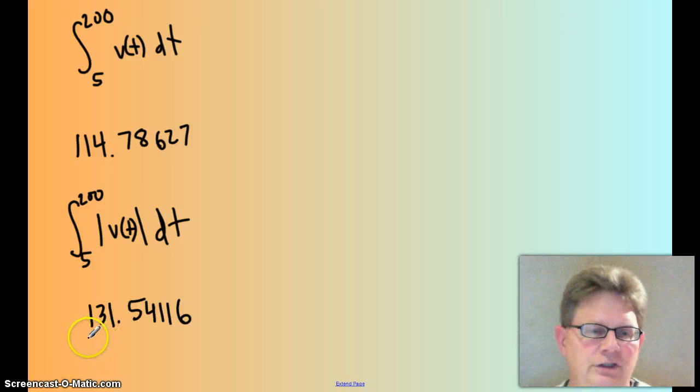And that particle has traveled a distance of 131.54116. Ask me in class about how to differentiate between displacement and total distance traveled. This will end AP Calculus.